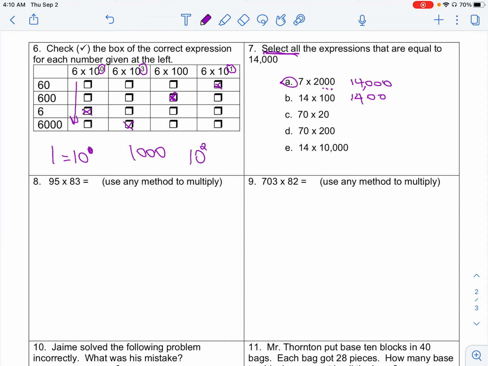Nope. Choice C is 7 times 2 is 14, and 2 zeros altogether. Nope. 70 times 200, that's got one more zero. That's going to work. So 7 times 2, 14. 3 zeros. Yep. And then 14 times 10,000 is going to be 14 times 1. You got 1, 2, 3, 4 zeros. That's not going to work. 1, 2, 3. That's 140,000. So A and D are the only correct answers.